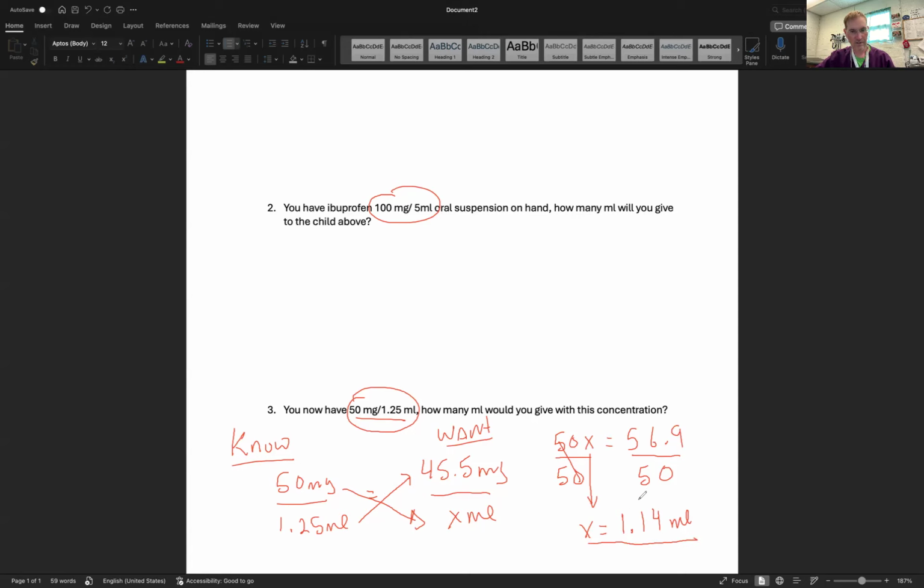Does that pass a smell test? So 1.25 milliliters would equal 50 milligrams, right? And I need to give 45.5 milligrams, so slightly less than 50 milligrams. And so I need to give something that's slightly less than 1.25 milliliters. And the answer I got is 1.14, right? That's just slightly less than 1.25 milliliters. That seems to make sense. That passes the smell test, and so that is, in fact, the proper answer.